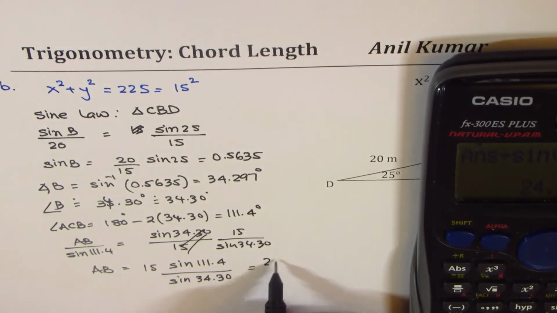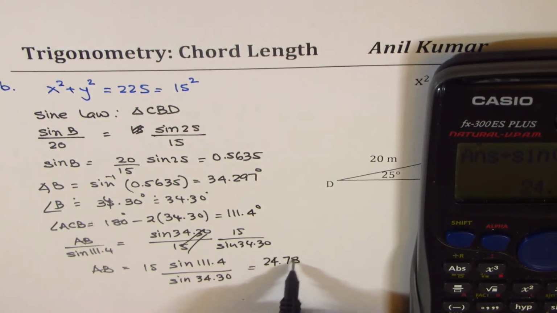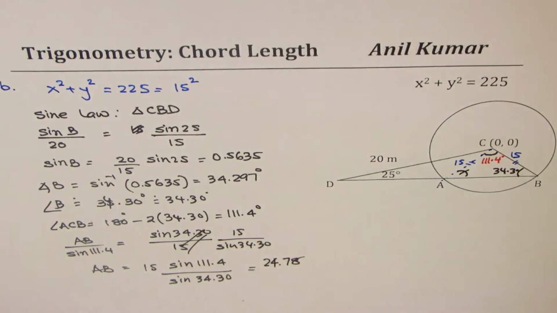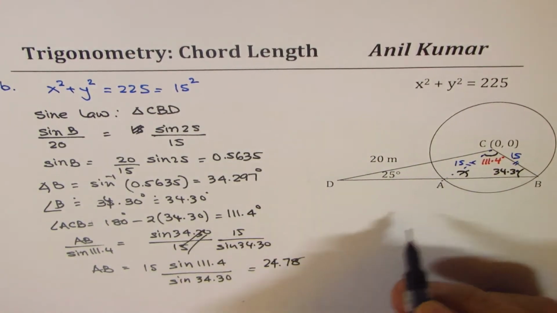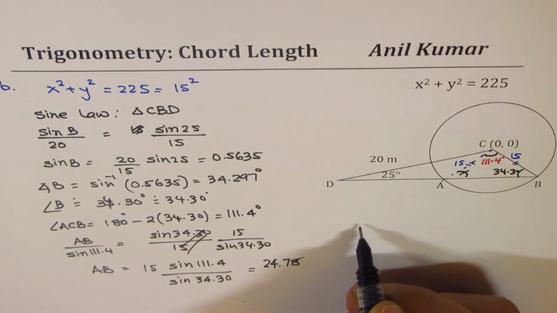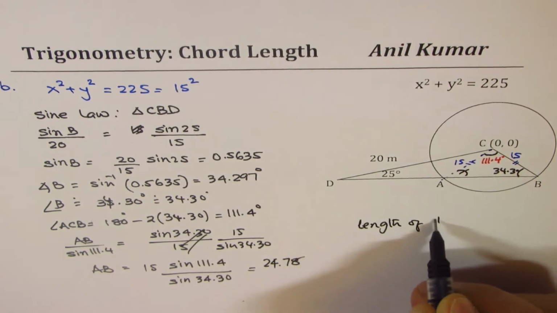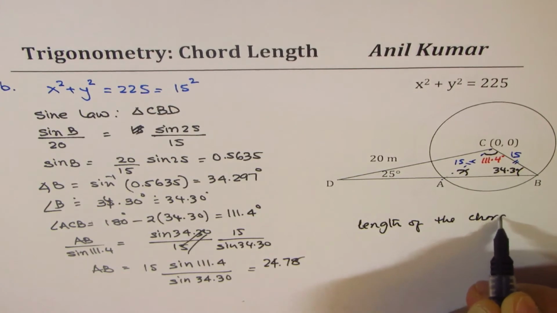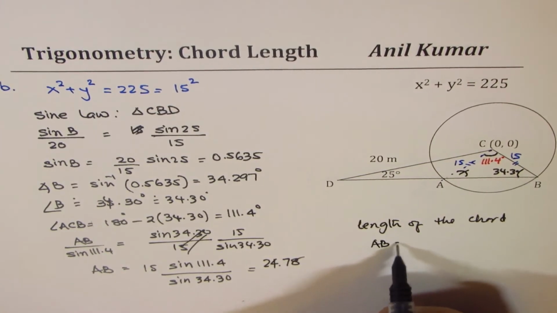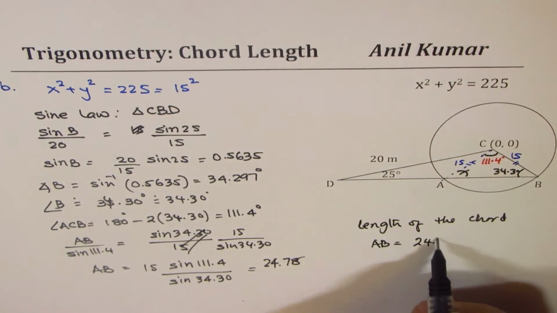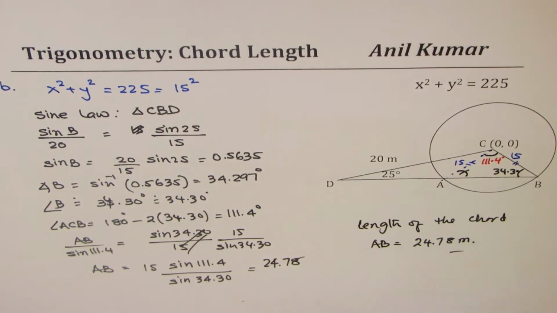That gives you 24.78. So the answer here is that the length of the chord AB is equal to 24.78 meters, correct? So I hope the concept is clear. You have to apply the sine law twice to get your answer.